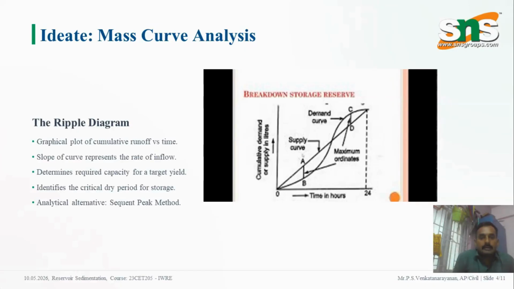Next stage is ideate. To determine reservoir storage capacity, engineers commonly use a graphical method called the ripple diagram or mass curve analysis. In this method, cumulative runoff is plotted against time. The slope of the curve represents the rate of inflow into the reservoir. By analyzing the curve, engineers can estimate the required storage capacity needed to maintain a constant water supply or target yield. The method also helps to identify critical dry periods when stored water becomes essential. An analytical alternative approach is the sequent peak method, which calculates storage requirements mathematically.